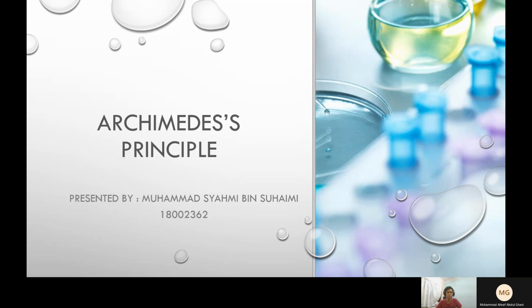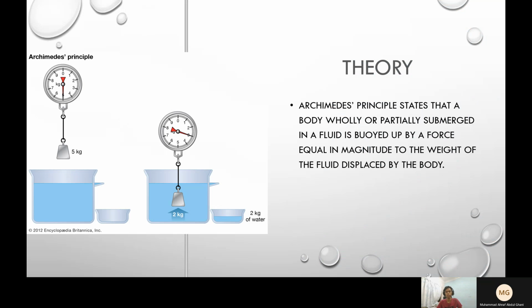My name is Muhammad Shami bin Suhaimi and I'm going to present about Archimedes' principle. In theory, Archimedes' principle states that a body wholly or partially submerged in fluid is buoyed up by a force which is equal in magnitude to the weight of the fluid displaced by the body.